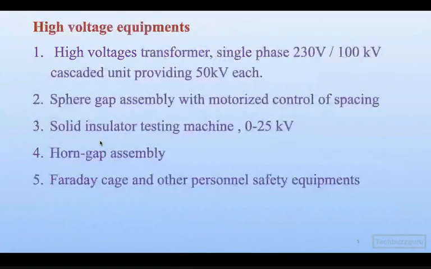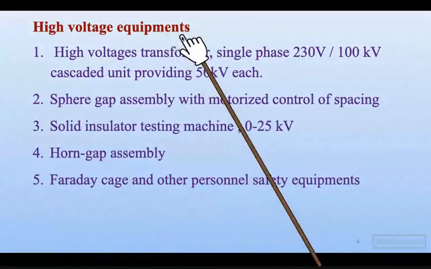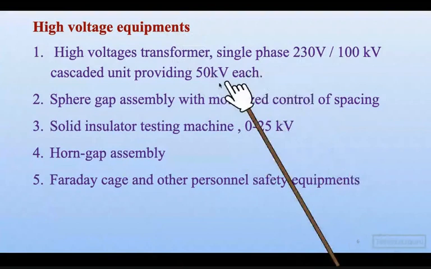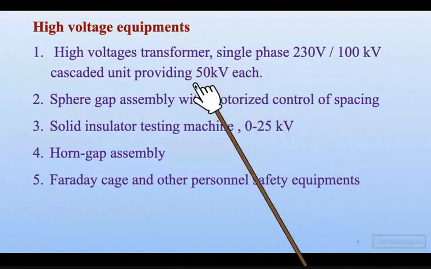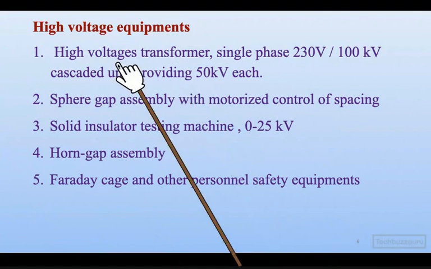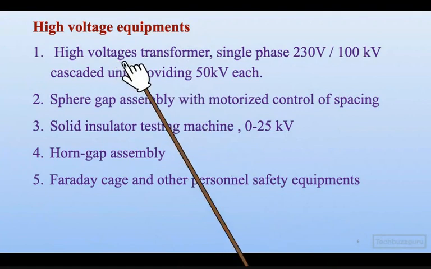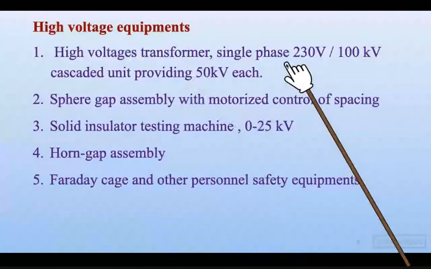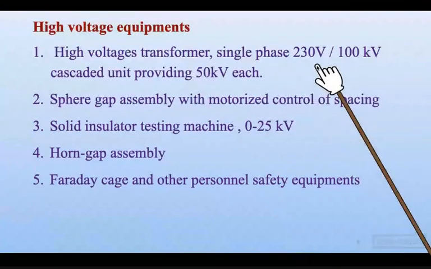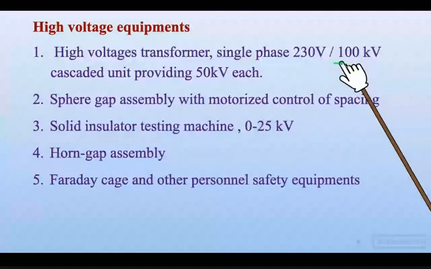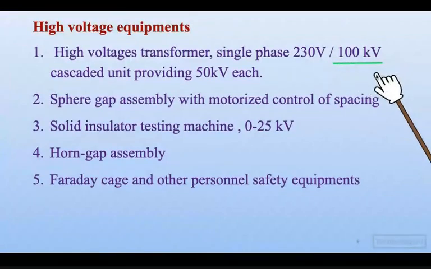Next we come to the point where the high voltage equipments that are available in our department are listed here. Generally, if you search, there are a wide range of equipments used for the purpose of a high voltage laboratory, but I am just listing here what equipments are available in our department. That is a high voltage transformer, single phase, input voltage is 230 volt, and for the output voltage, you can observe the highest voltage which we can generate in our department laboratory is 100 kV. Okay, so that is 100 into 10 raised to 3, that is 1 lakh volts.